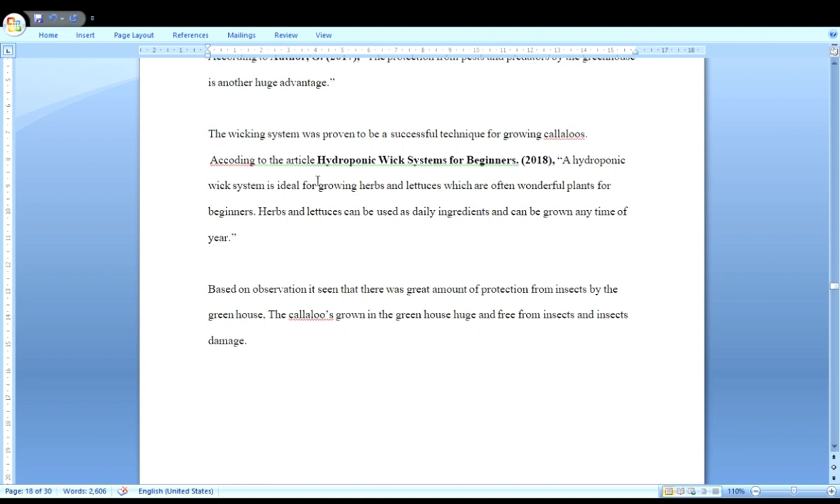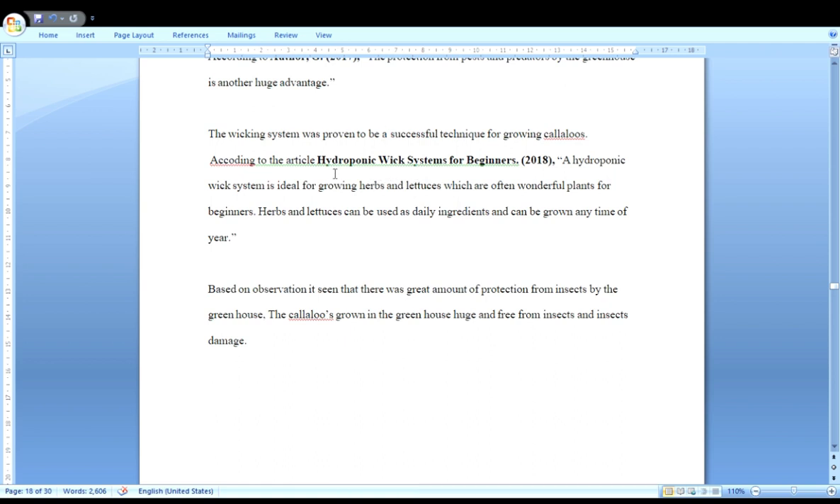According to the article, Hydroponic Wick System for Beginners 2018, a hydroponic system is ideal for growing herbs and lettuce, which are often wonderful plants for beginners. Herbs and lettuce can be used as daily ingredient and can be grown any time of the year. So with this quotation, for the article there weren't any author or organization.